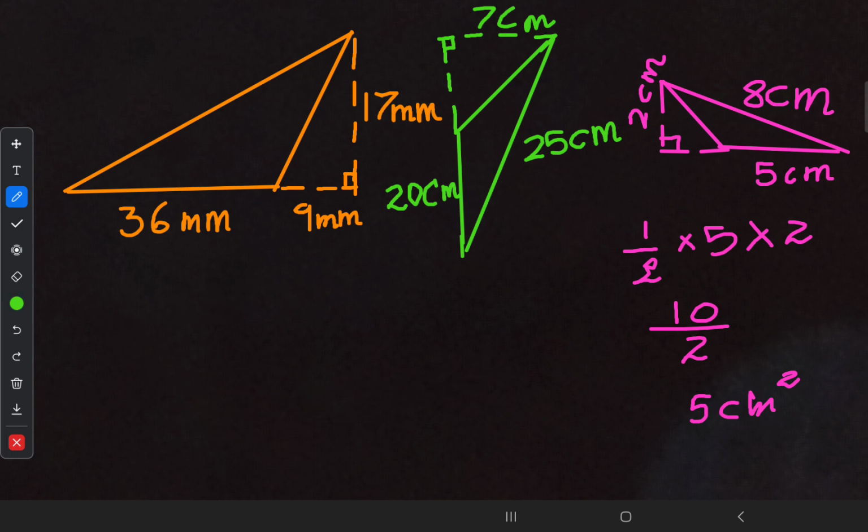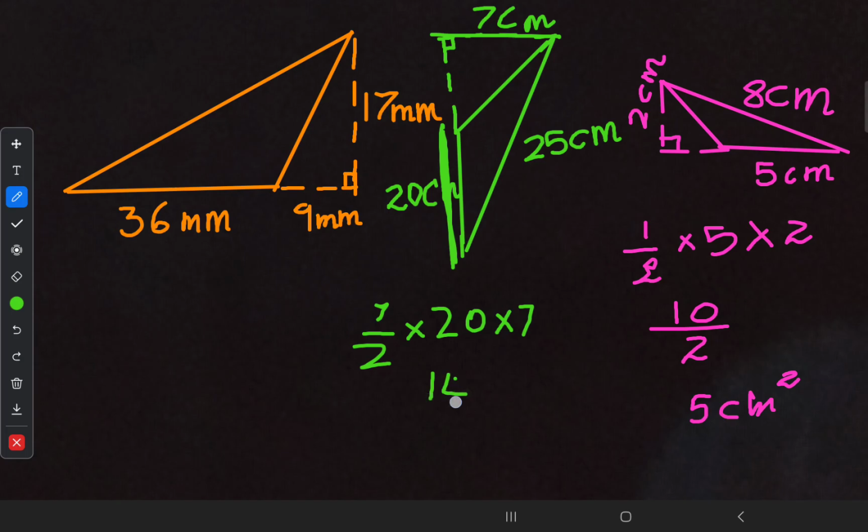For the next one, the base should be 20 and perpendicular height is 7. So half into 20 into 7. So 140 divided by 2 will give you 70 centimeters. That's the area of this particular obtuse triangle. This is the way you have to do all these questions.